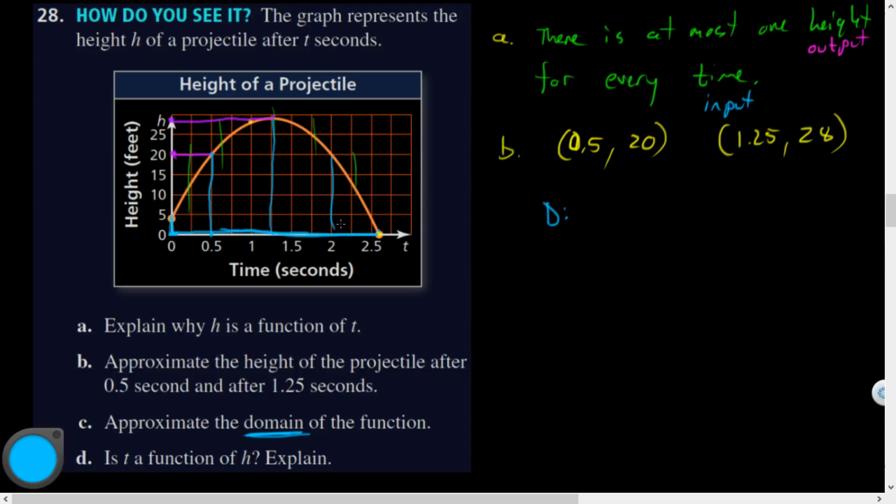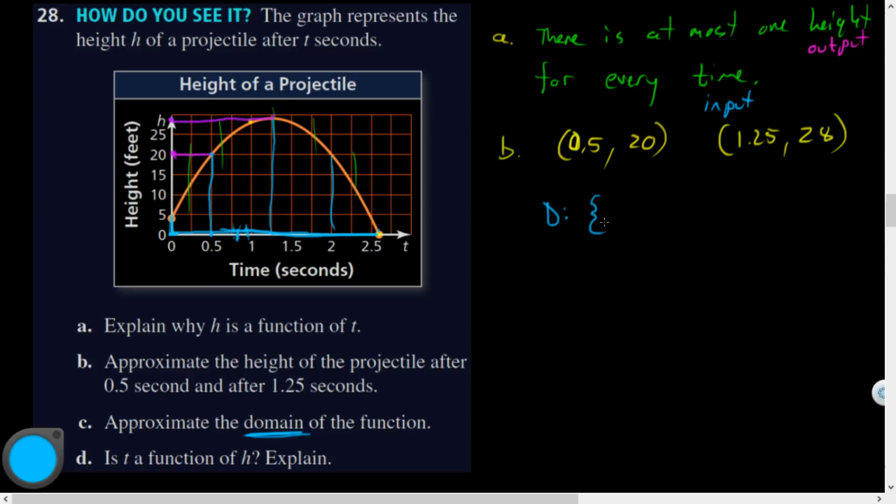Question. Does 0.9 seconds, is that a possible input for this? Yeah, 0.9. Yeah, right? Or how about like 0.8 or 0.7? This object doesn't somehow stop existing when it doesn't happen to be a whole number of seconds or a half number of seconds. It exists at infinitely many points in between those values, right? So it's not a discrete graph, it's continually existing. It's continually in motion here.